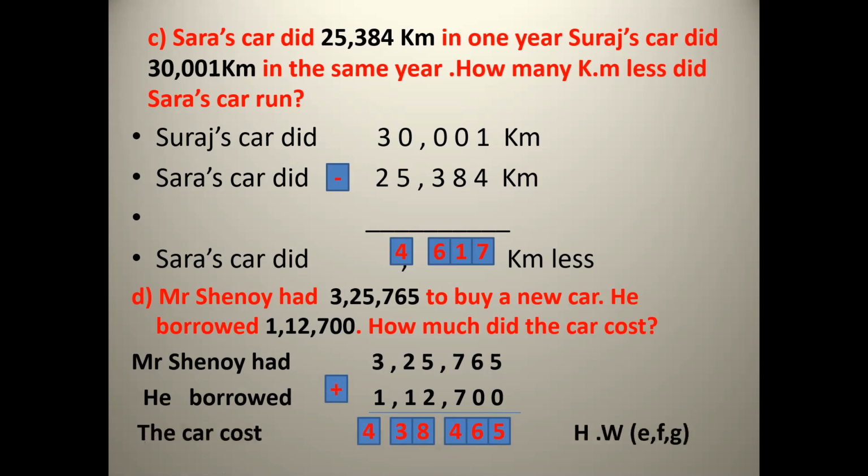So this is 4,38,465, the cost of Mr. Shinoy's car. This is our lesson for today, and this is your homework.